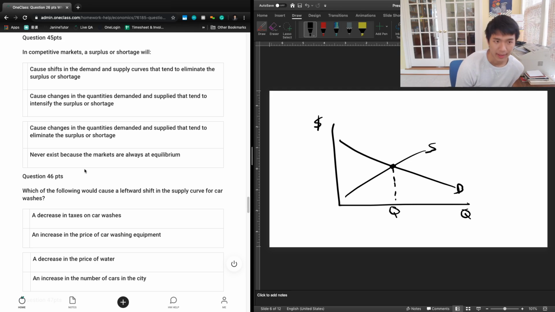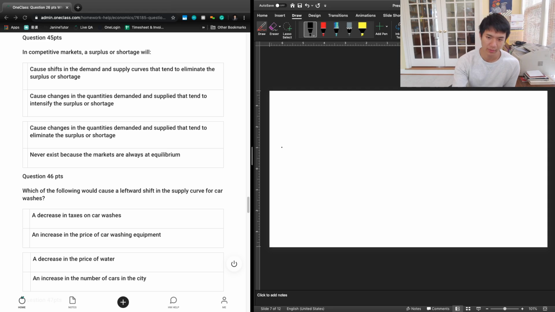45. In competitive markets, a surplus or shortage will A, cause shifts in the demand-supply curve that tend to eliminate the surplus or shortage. B, cause changes in the quantities demanded and supply that tend to intensify the surplus or shortage. C, cause changes in the quantities demanded and supply that tend to eliminate the surplus or shortage. Or D, never exists because the markets are always at equilibrium.